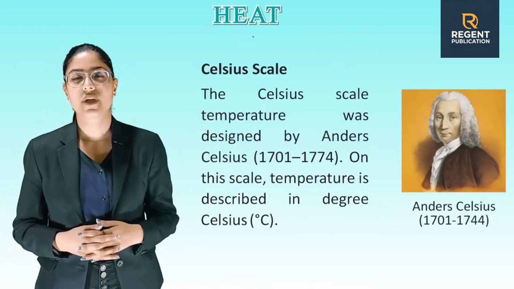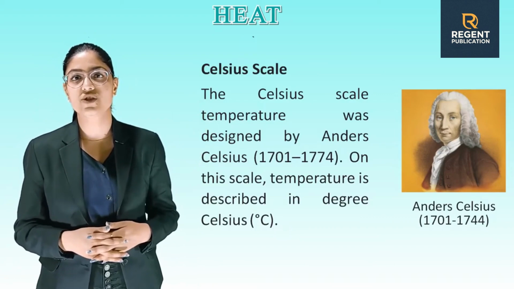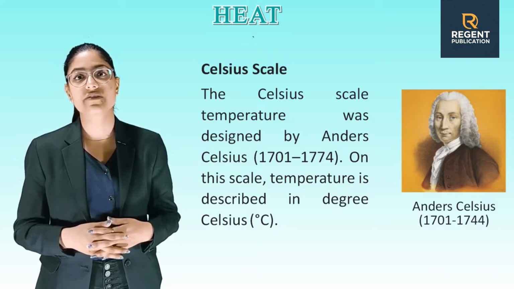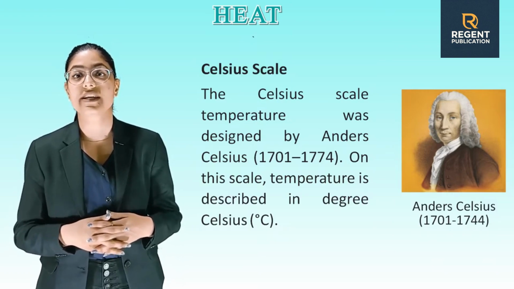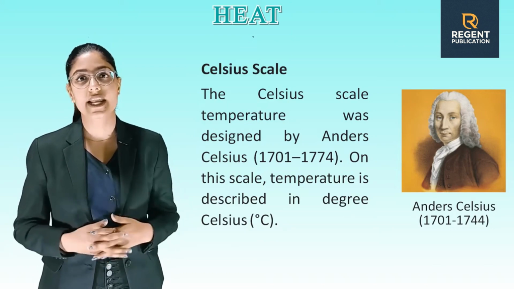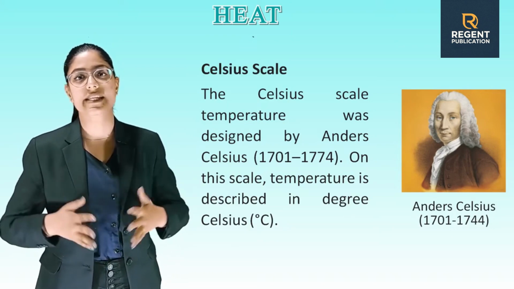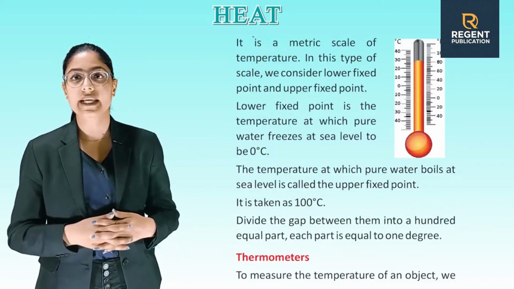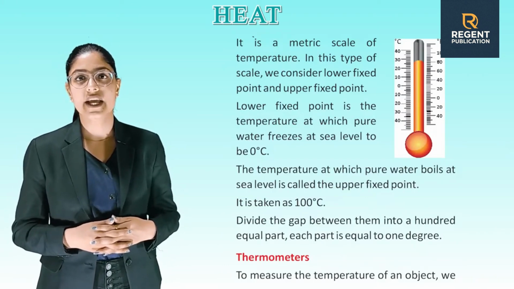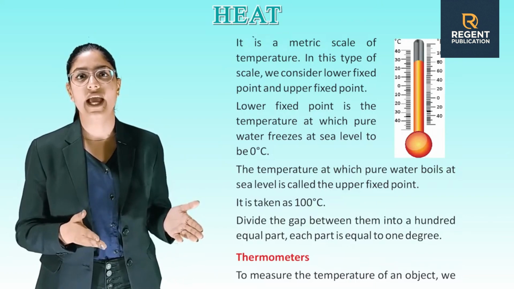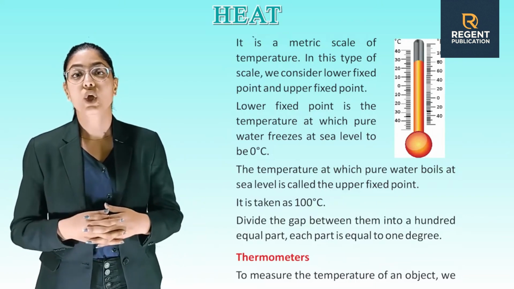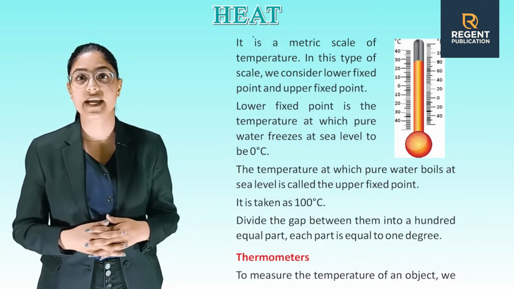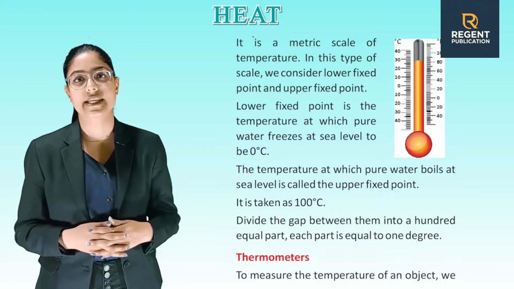Celsius scale. The Celsius temperature scale was designed by Anders Celsius, 1701 to 1774. On this scale, temperature is described in degree Celsius. It is a metric scale of temperature. In this type of scale, we consider a lower fixed point and an upper fixed point. The lower fixed point is the temperature at which pure water freezes at sea level, taken to be 0 degree Celsius.